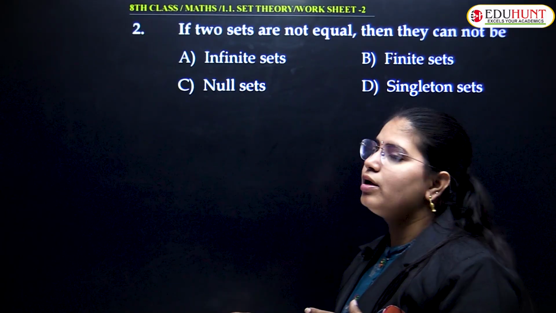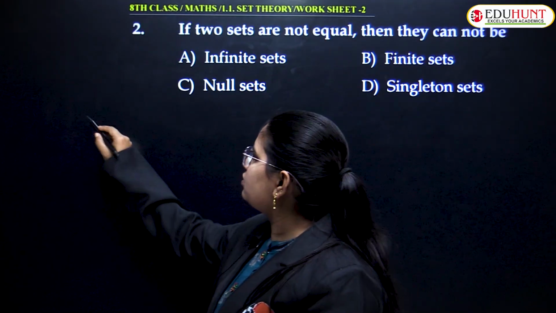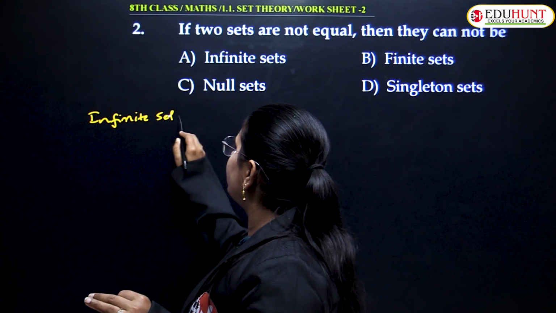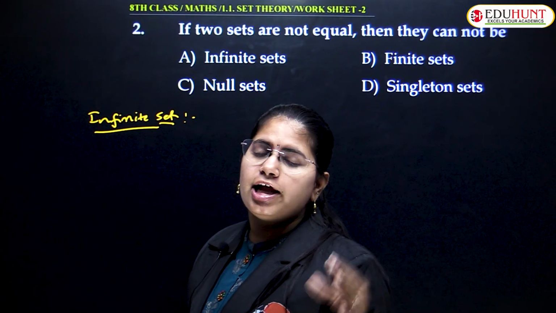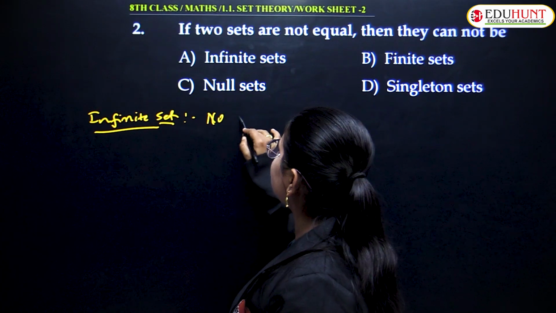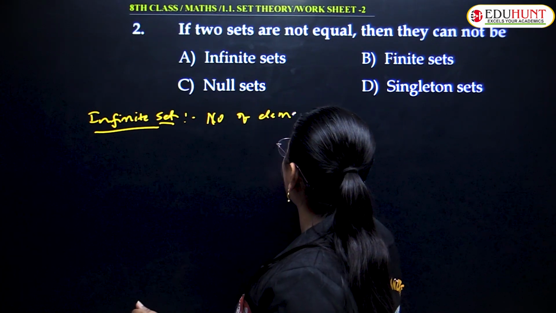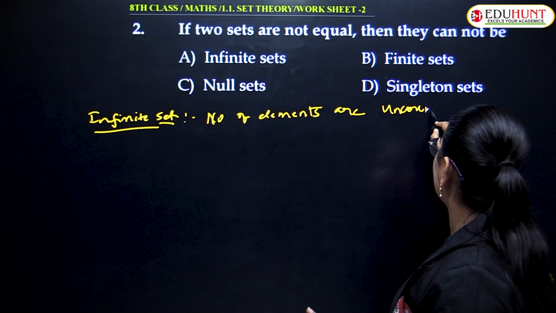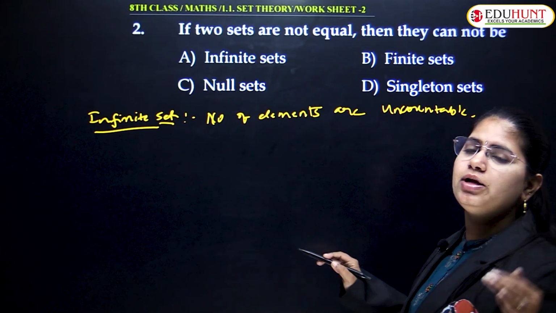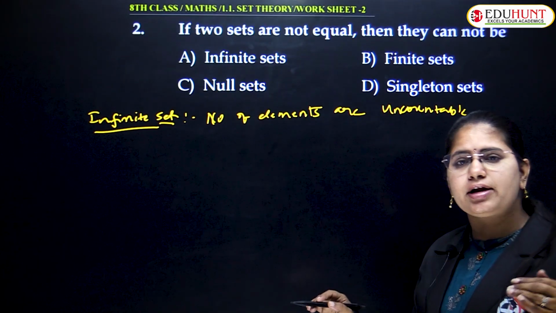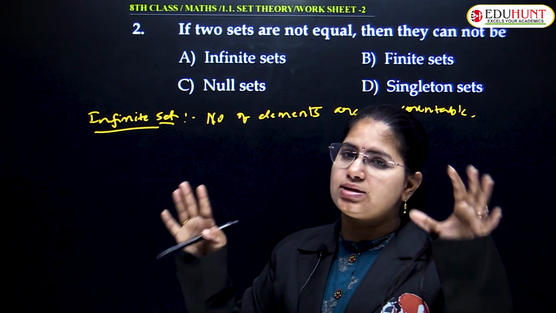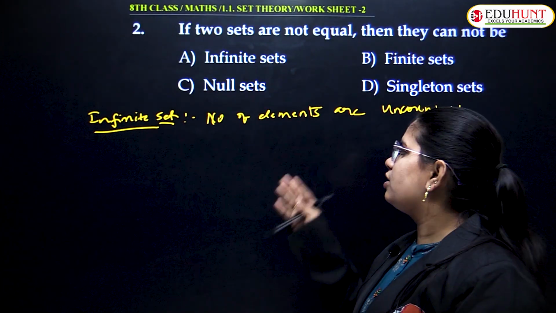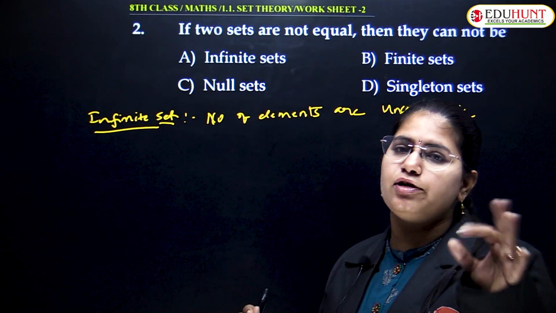So let me start. How do you define an infinite set? An infinite set is a set in which the number of elements is uncountable. You cannot judge how many elements there are, you cannot predict how many elements are in the set. You cannot count. In that case you can define such a set as an infinite set.